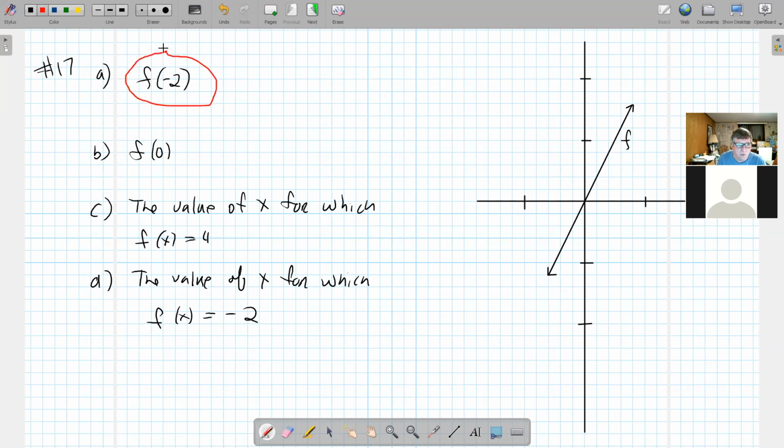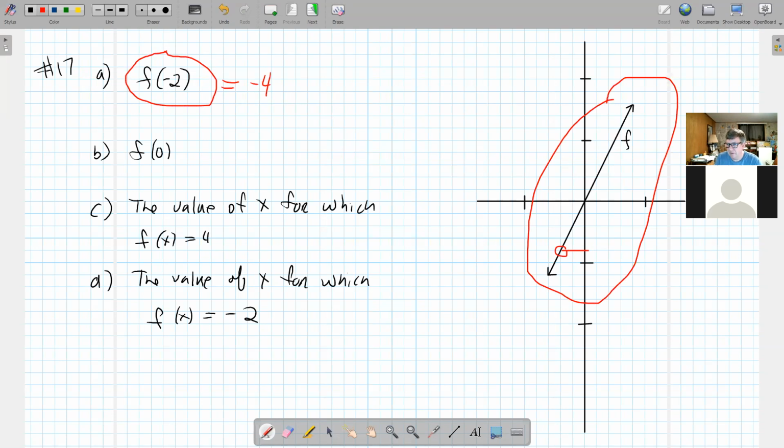f of -2. What is that saying? That's saying, go over to this graph and find y when x is -2. So where on this graph is x equal to -2? Right here. So what is the corresponding y value right there? Anybody? It looks like -4. And it is. So f of -2 equals -4.